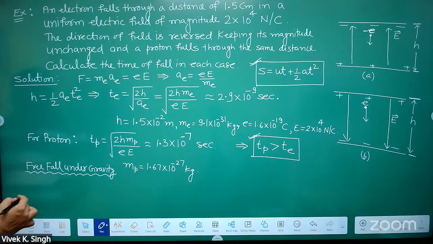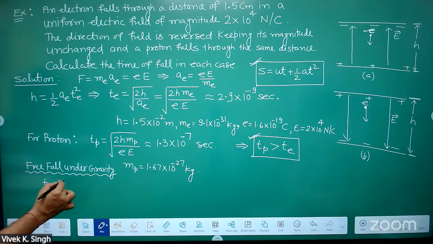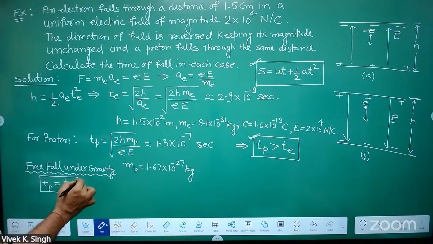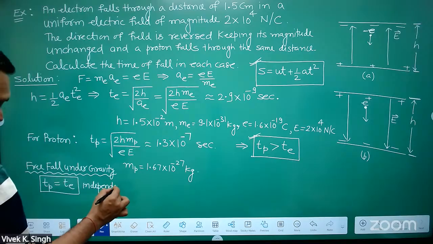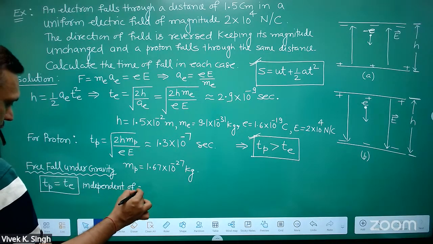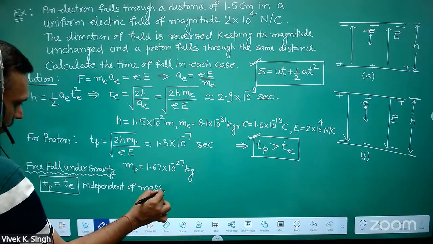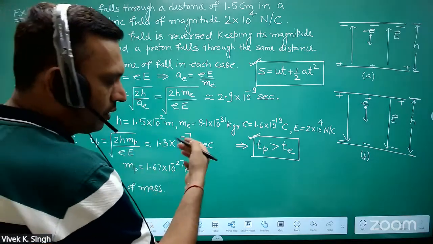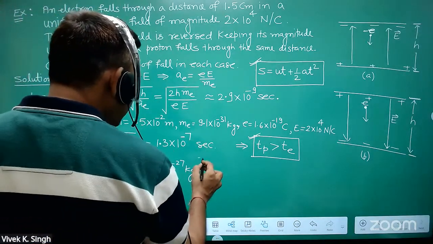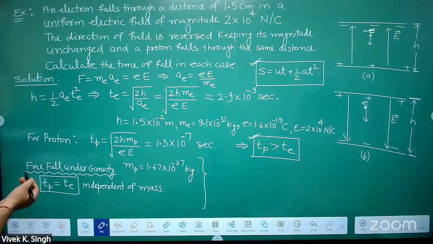In this case, the time taken by the proton is the same as the time taken by the electron. So it is independent of mass. If you calculate the acceleration of the proton or electron, that I have already discussed. So I have just compared it with the free fall under gravity. So it is independent of mass.